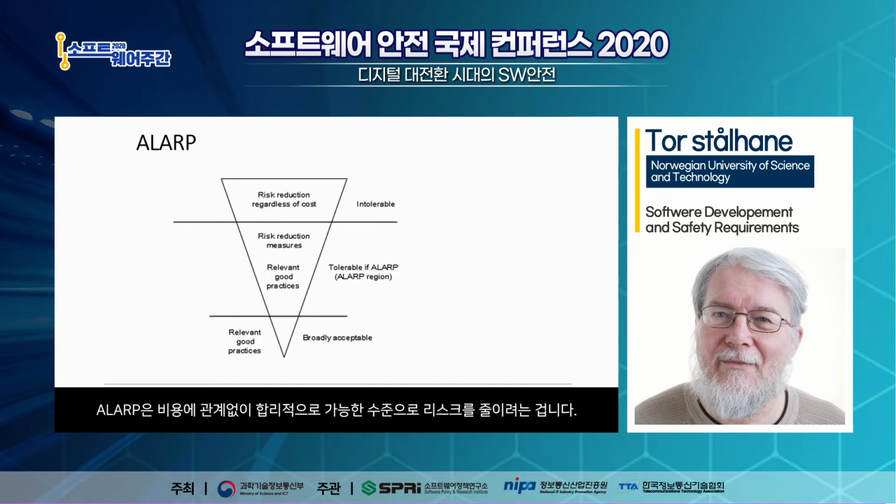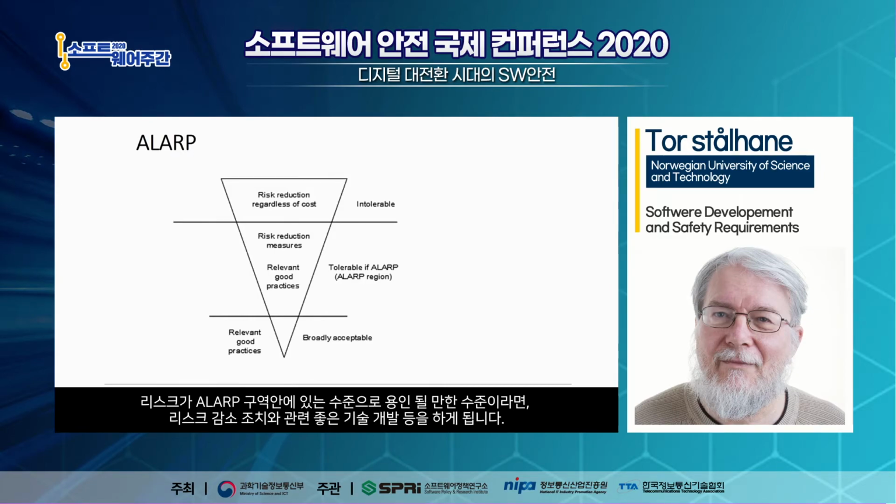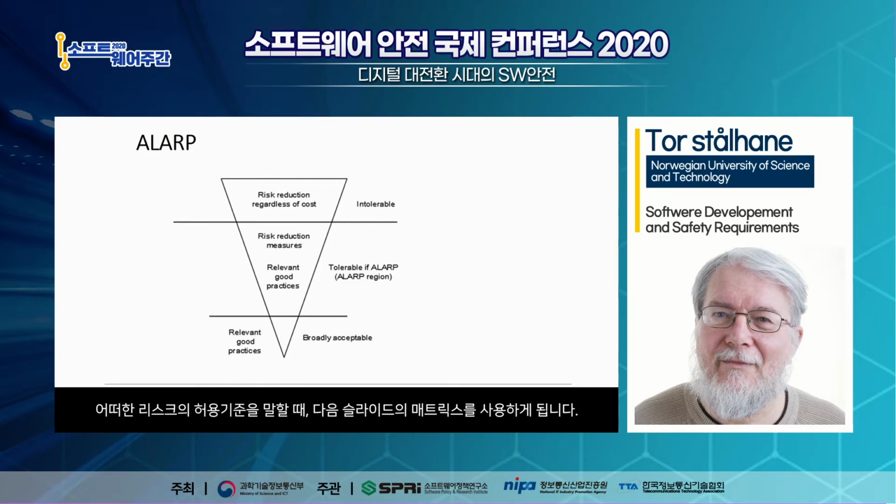ALARP, as low as reasonably practicable. There are intolerable risks and they need to be reduced regardless of cost. Risks are tolerable if they are in the ALARP region. We use risk reduction measures and relevant good practices. And then there are risks that are broadly acceptable, where relevant good practices are enough. And we find out what kind of risk we have by using the following matrix.